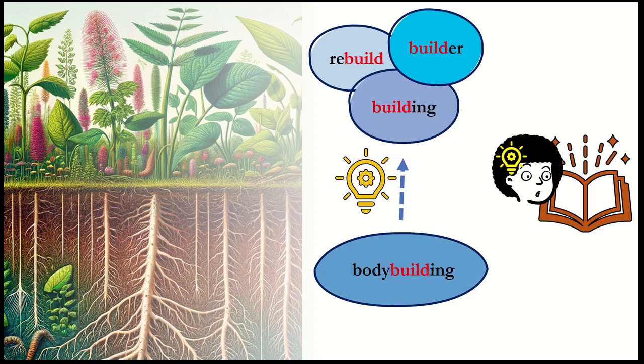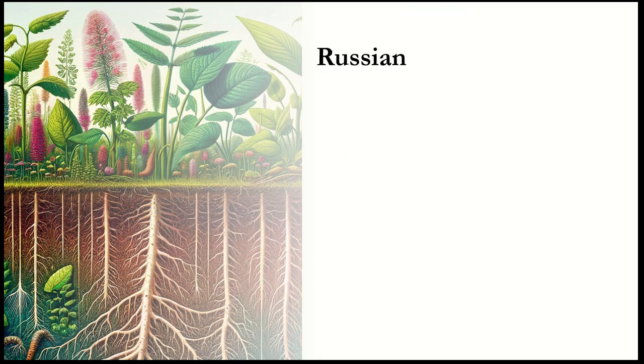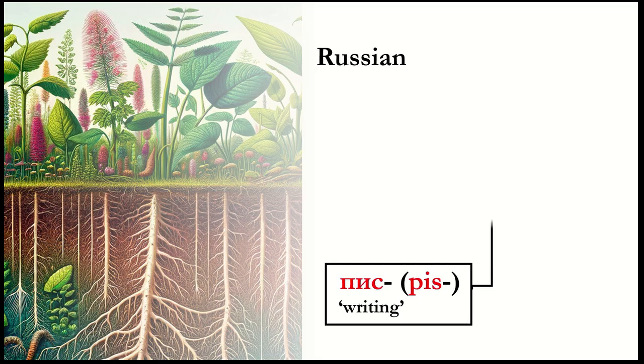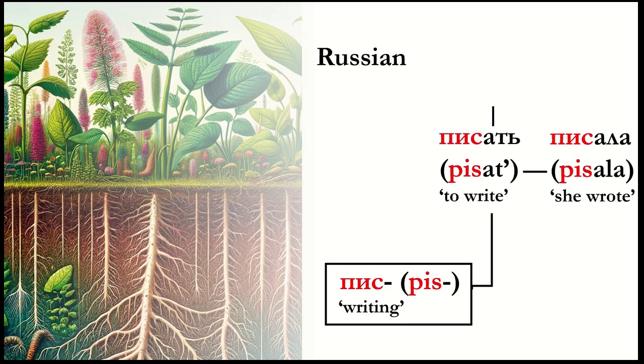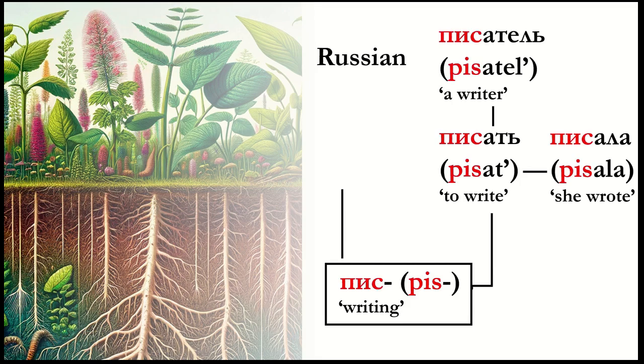In many languages, roots are visible and consistent. In Russian, for instance, the root pis, meaning to write, appears in pisat', to write, pisala, she wrote, pisatel', a writer, pis'mo, a letter, and many more. The endings change, but the root stays.